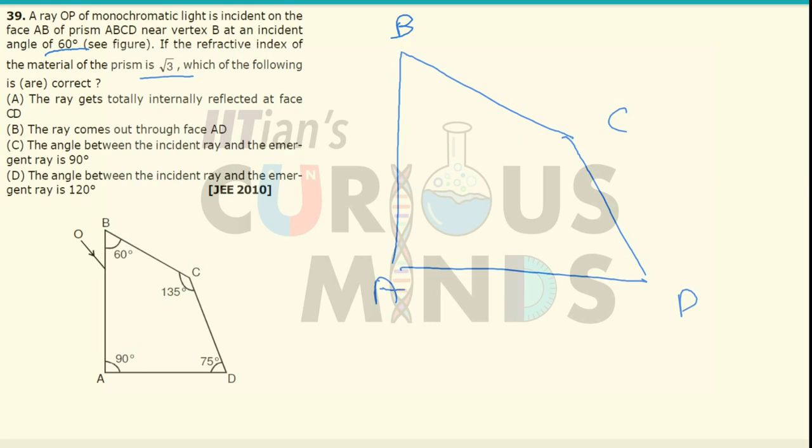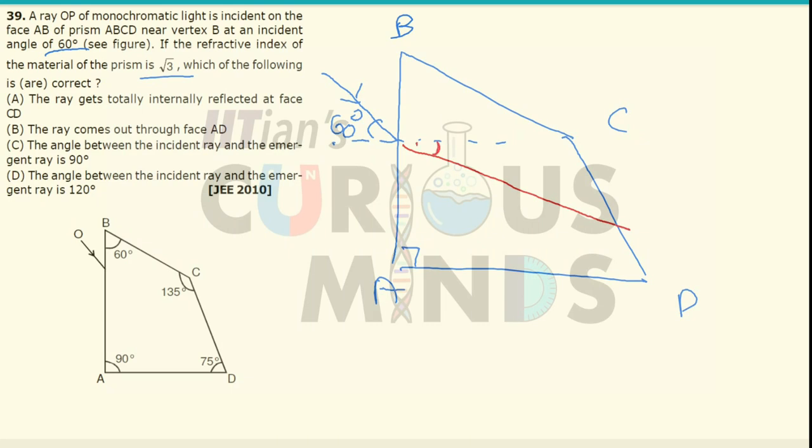Okay. And let me draw a normal over here. A ray of light is incident on this part, making an angle 60 degree with the normal. Now since this angle is 90 degree, so after refraction the ray will pass somewhat like this, making an angle of refraction r over here.